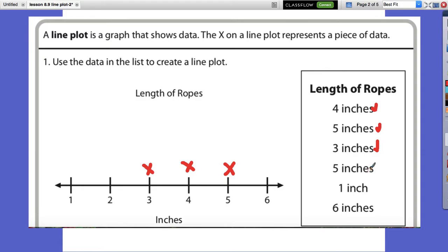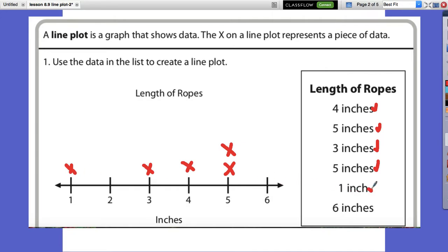Oh, here's another piece of rope. This one is also 5 inches. So what I do is I go over to the 5, and the next X needs to go above this 5. So it's going to look like that. And I'm going to put another check. Wow, the next piece of rope is only 1 inch. I go over to my number line, I find 1 inch, and again I put an X on top of the 1. Go back, check it off.